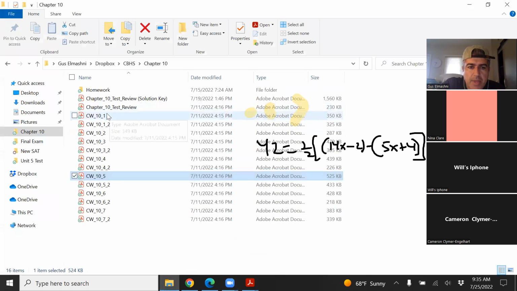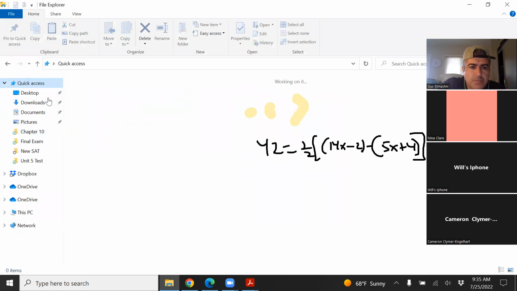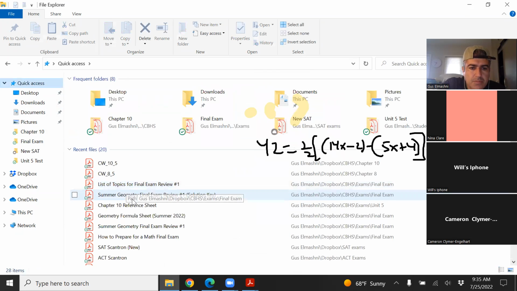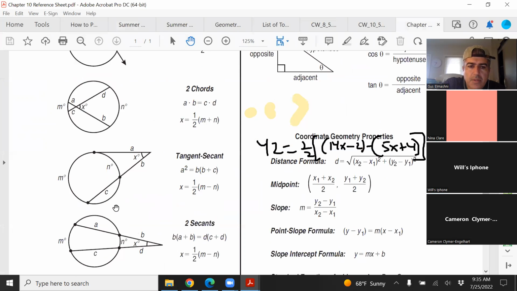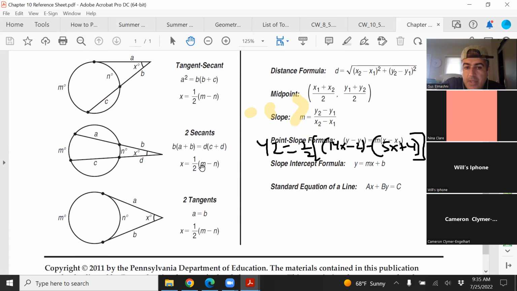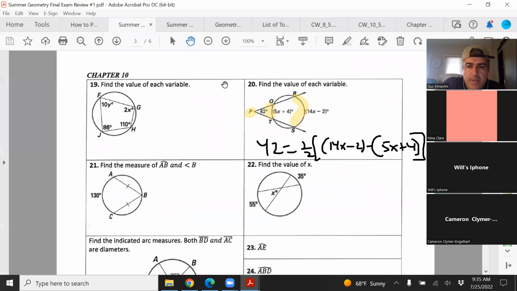And again, there is a reference sheet. If you could do the chapter 10. There we go. Yeah, it's there also. X equals half of m minus n. M's a bigger arc and n is a little arc. All right, great. Then you just work it out.